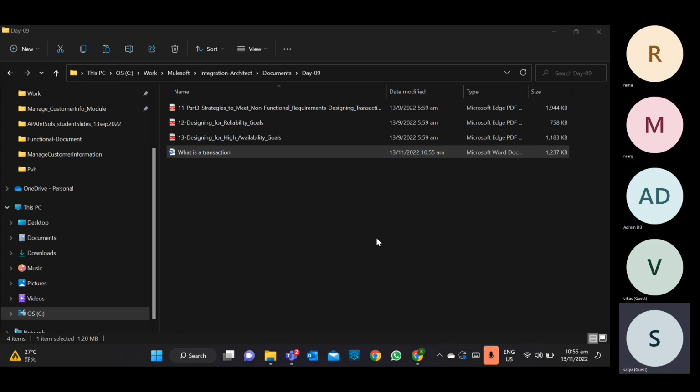Any request goes from, suppose, an HTTP requester or listener. If you send a request, it will process at the database level and it will return the response. That is what we call a transaction.